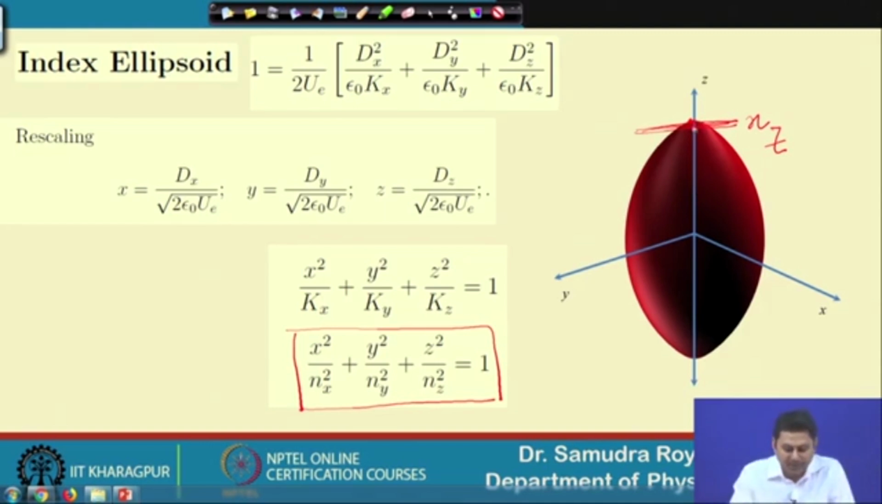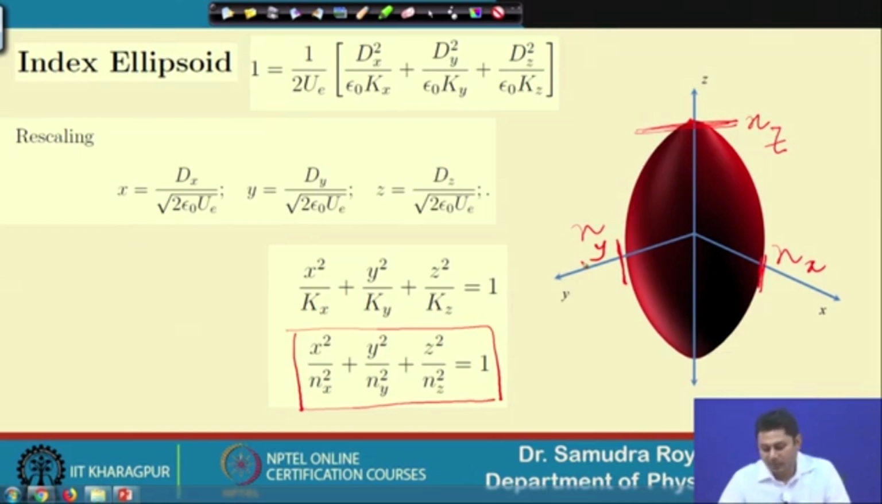In a similar way, if I remove z, that means at z equal to 0 and y equal to 0, this is the point where it cuts the x axis, and this value is essentially our refractive index nx. In a similar way, the refractive index ny is at the cutting point here. So once we have these cutting points along x, y and z, we will have the idea of how the refractive index is distributed inside the system, in 3D.